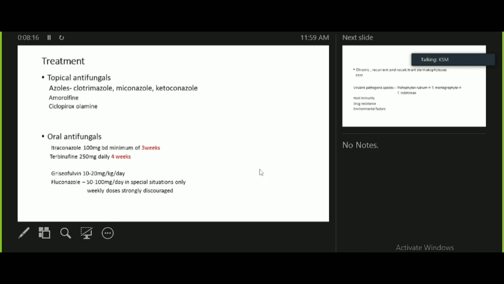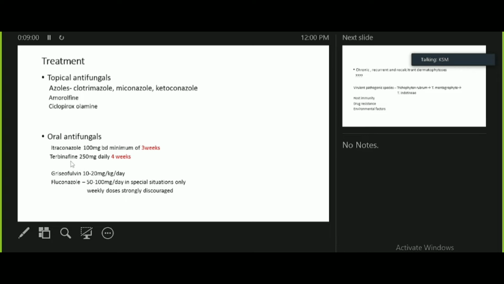Okay, so when it comes to treatment, this is a fungal infection, and obviously the treatment is antifungal agents. There are topical antifungal agents and oral antifungal agents. The commonly used topicals are azoles like clotrimazole, miconazole, and ketoconazole, and also there are amorolfine and ciclopirox olamine. And for oral antifungal agents, the standard treatment, itraconazole 100 mg twice daily, and mind you, this is minimum of 3 weeks. So the tinea infections should not be treated less than this much of a period. So you have to treat for a longer period.